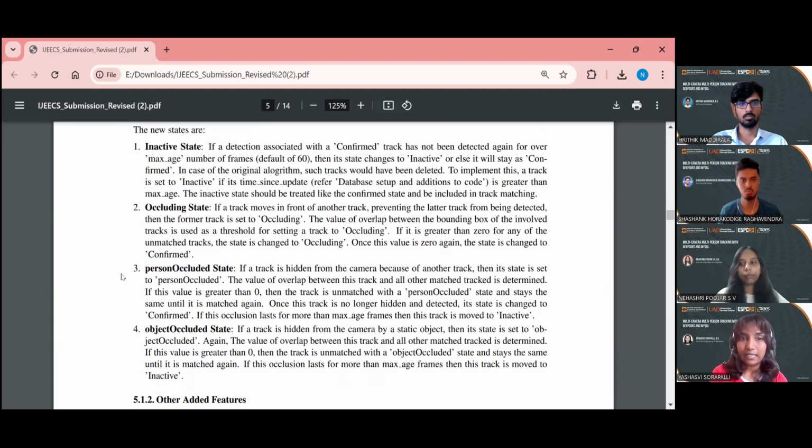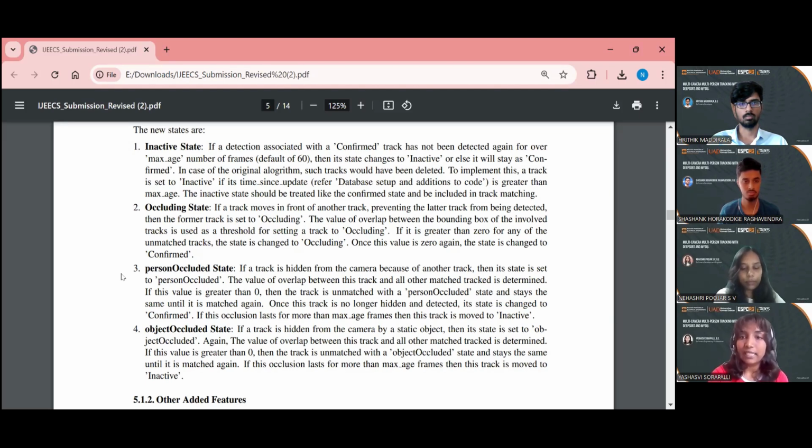The occluding state and the occluded states are pretty self-explanatory. If a track is hiding another track, it would get an occluding state, and the occluded state is for when that track was behind another track. Person occluded is if a track is occluded by the track in front of it, and object occluded is if that track was covered because of some tree or some static object that is not being detected.